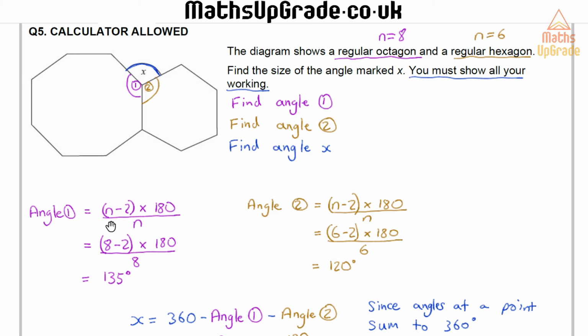That's simply going to be, using this formula here, the sum of interior angles divided by the number of angles, because they're all equal. So the number of sides is 8: 8 minus 2 times 180 divided by 8, which is 135 degrees. Okay, angle 2 here is the same formula, I'm just applying it to a six-sided shape. So that gives me 120 degrees for this angle here. So I found those two interior angles. The only other angle around this point is the angle I need to work out.